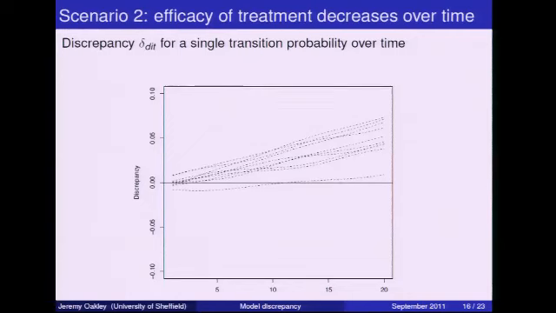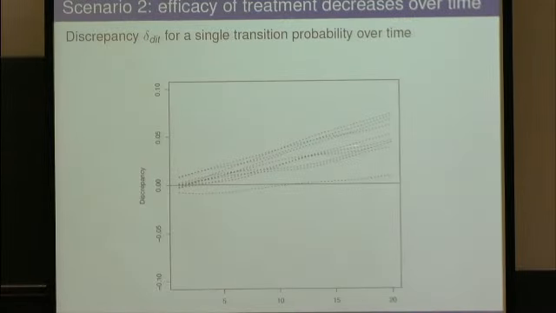We might imagine that we don't believe that the efficacy of the treatment is constant over time. So usually with these models, what you're doing is extrapolating. So to start with, we might believe the model, but as time increases, we're more uncertain about how effective the treatment is. So we might have a sort of reduction in efficacy over time. These are showing samples from our prior for these discrepancy terms.